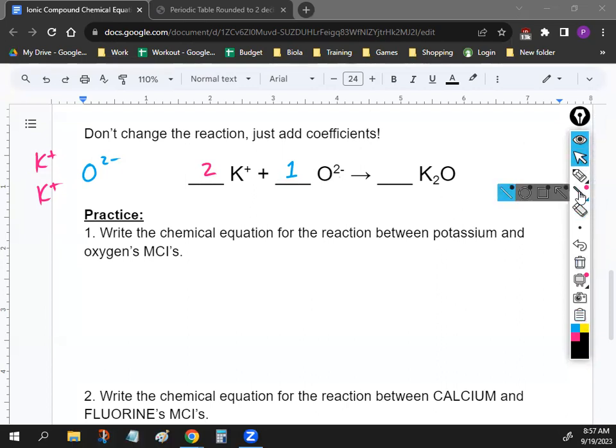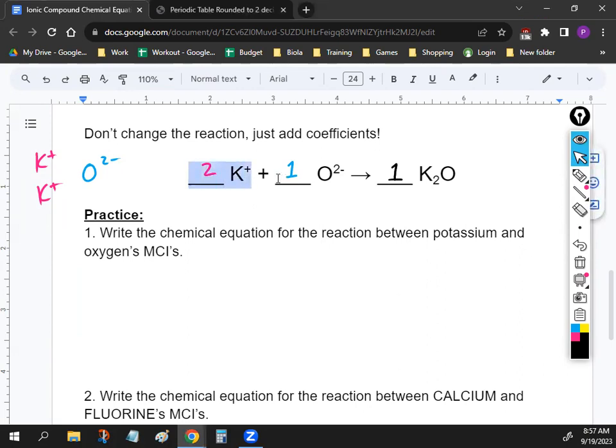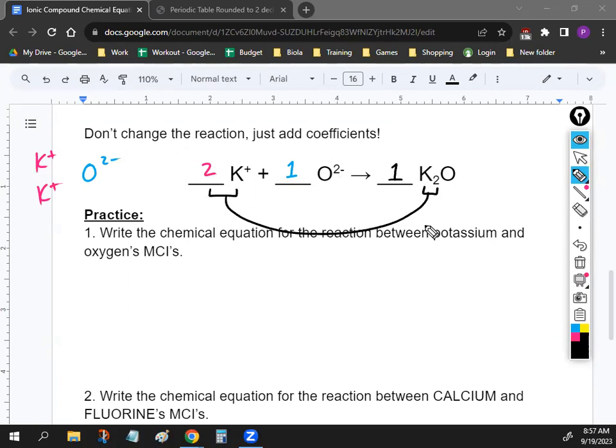Okay, and then when you put all these together, you should get 1 K2O. So 2 K plus ions and 1 O2 minus ion creates K2O. And an easy way you can check your work is if you got 2 Ks here, you have to have 2 Ks on the right side. And you got 1 O2 minus here, so you're going to have 1 oxygen on the right side. That's one way to check your work.